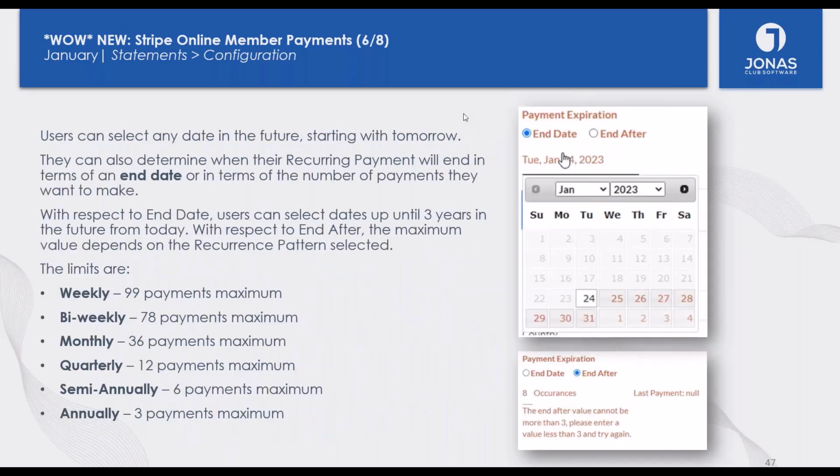When setting up recurring payments, there is a payment expiration. We allow a variety of different options in terms of how many payments you can make on a given recurrence. So you can see weekly, biweekly, monthly, quarterly, semi-annual, and annually have different maximums. Most of them amount to effectively 3 years. I think 99 is the most we can do in a sequence. So weekly is 99 as opposed to 156. Otherwise, they're all set up to be effectively 3 years worth of payments.